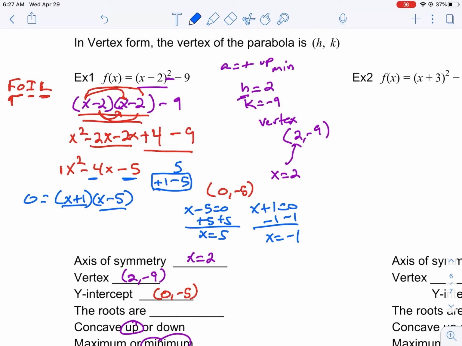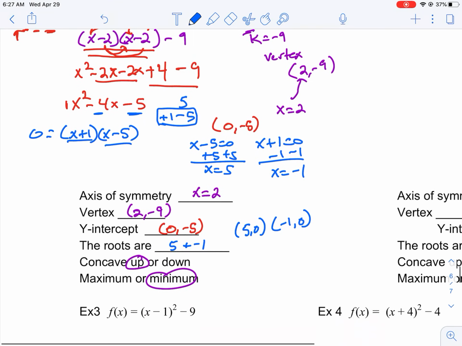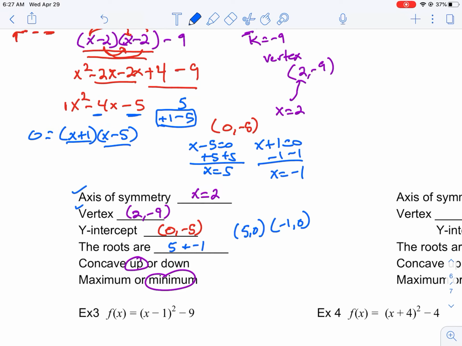X equals 5. So my roots are 5 and -1. If they want them in coordinates, it would be (5, 0) and (-1, 0). There you go. Okay? So 4 of the things we just look at and we can see.